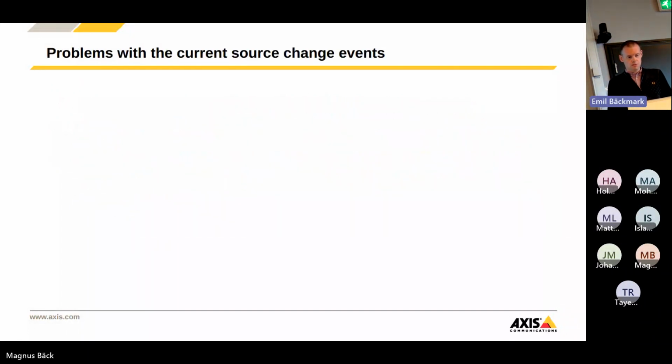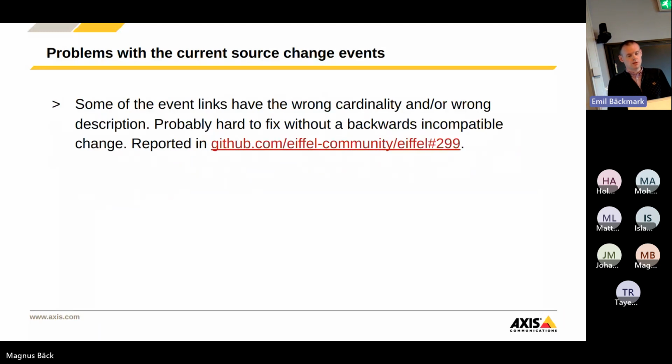So on to the problem with the current events then. We're going to talk about this when we're looking at actual examples of scenarios with the old and the new events. But to summarize a little bit, this is a minor bug really, but the point is that this is a bug in the current events that we can't fix unless we make backwards incompatible changes.